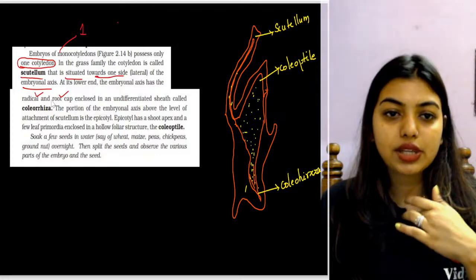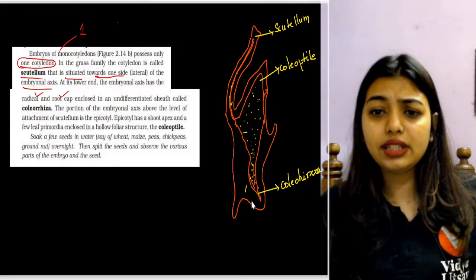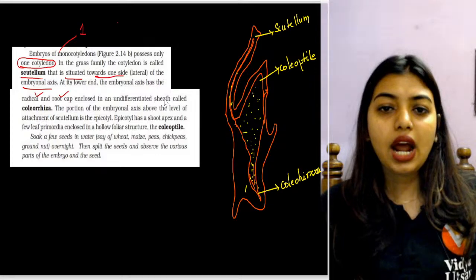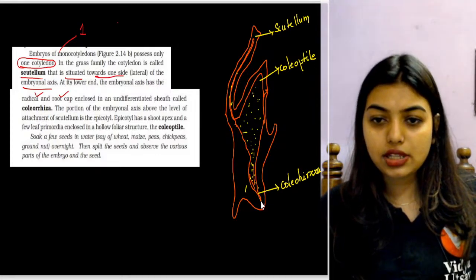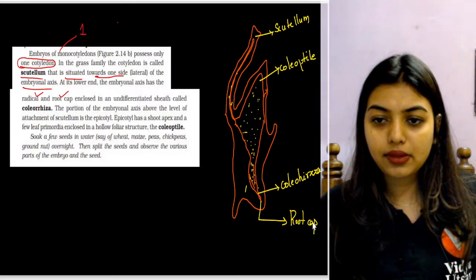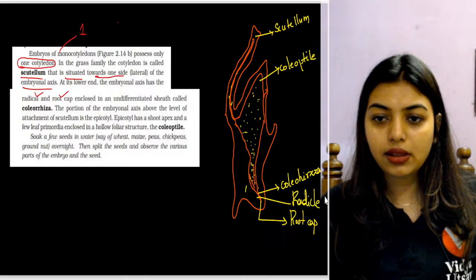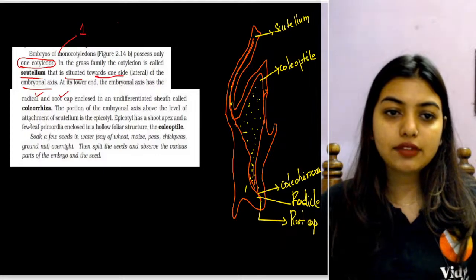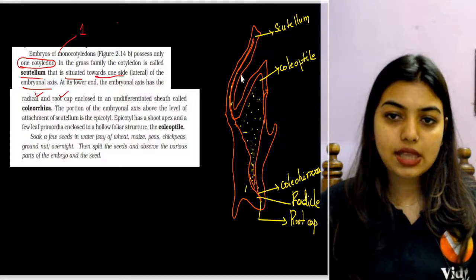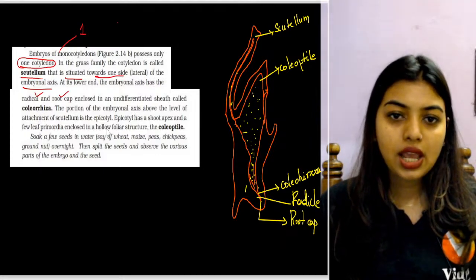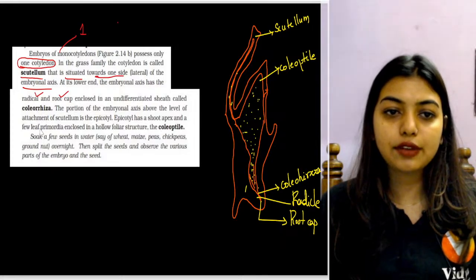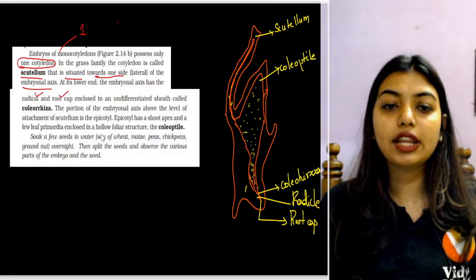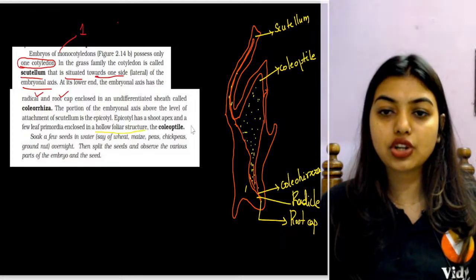So here you can see at the lower end, the embryonal axis, there is going to be an undifferentiated sheath called coleorhiza. So here, let's say, students, this is going to be the root cap. This is going to be the radicle, etc. The portion of the embryonal axis above the level of the attachment of scutellum is called epicotyle. This is the epicotyle region. Epicotyle has a shoot apex and a few leaf primordia enclosed in a hollow foliar structure called coleoptile.